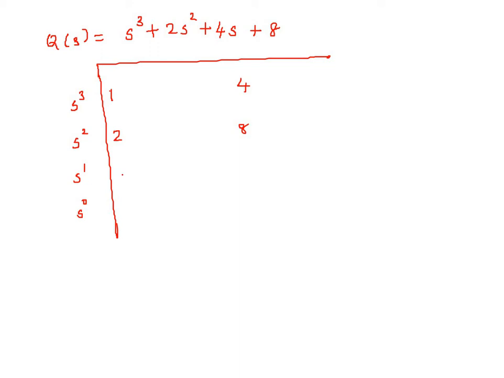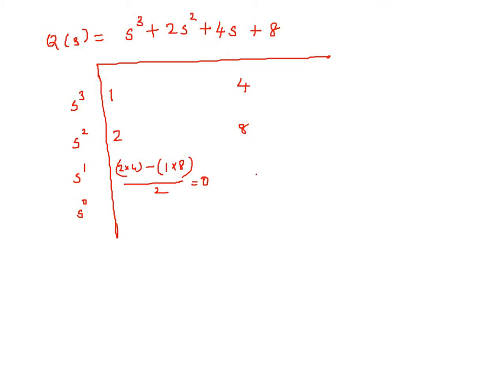Now we can find the coefficient corresponding to the row s raised to 1. So that will be 2 into 4 minus 1 into 8 by 2, that is equal to 0. So the first element is 0. So we have to find the next element also.